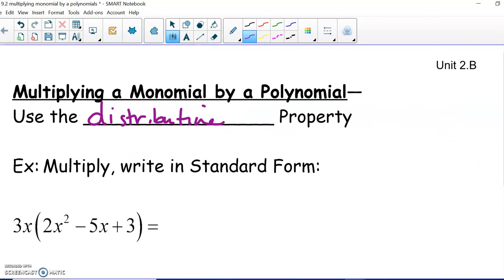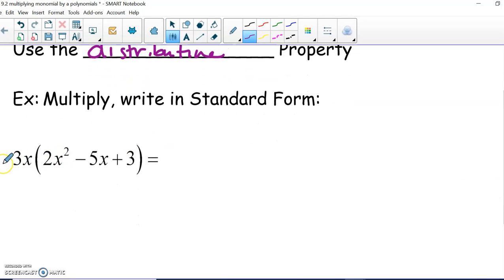So let's go ahead and practice. We have a monomial times a polynomial, and we're going to distribute that 3x. So 3 times 2 is going to give us 6. And remember, if there's no exponent there, it's assumed it's a 1. And when we multiply exponents, we really add them. So x to the first times x to the second is really x to the third now.